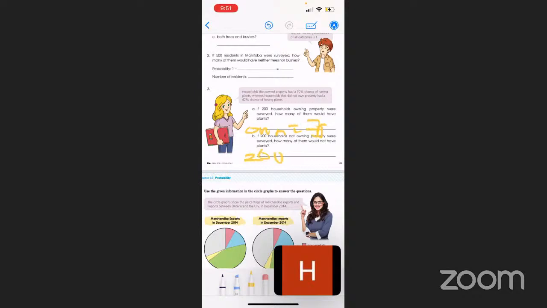Yeah, first let's read the entire question. How many of them would have plants? Can you multiply? Wait, do we convert it to a decimal now or later? Right now you have to convert 70% to a decimal when you multiply to find the amount of households. You have to remember we always have to convert to decimal. So it's going to be 200 times 0.70. Mm-hmm. Okay.